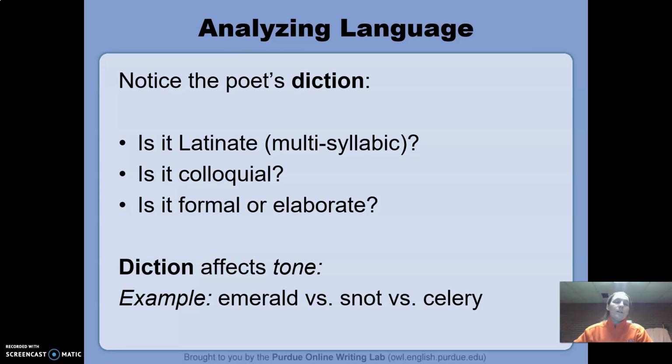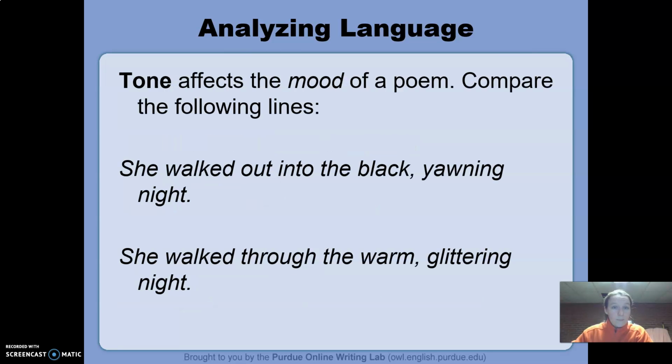If it's Latinate, so it's multisyllabic, is it colloquial, is it formal? And because the diction impacts your tone. So if I said emerald, her eyes are the color of emerald versus her eyes are the color of snot. That tells you a lot about how I feel about this lady with her green eyes.